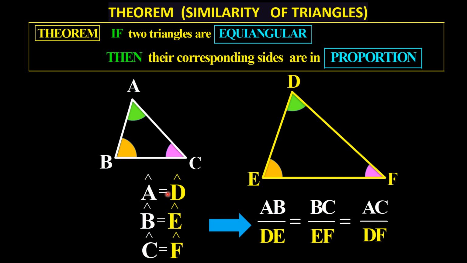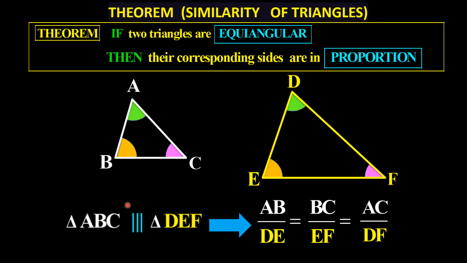So if the 2 triangles are equiangular, then their corresponding sides, and it's important to be able to match the corresponding sides, are in proportion. Now, if 2 triangles are equiangular, we can also say the triangles are similar to each other. And this is the symbol notation that we use to indicate that 2 triangles are similar. What's important is that the order in which the triangle is labeled matters, because if it's stated ABC is similar to DEF, it means A must match with D, angle B is the same size as angle E, and angle C is equal to F.